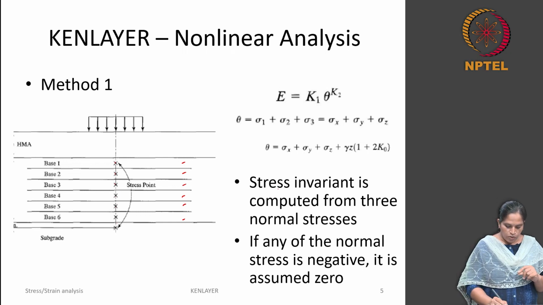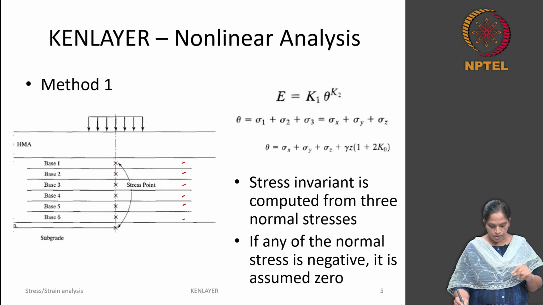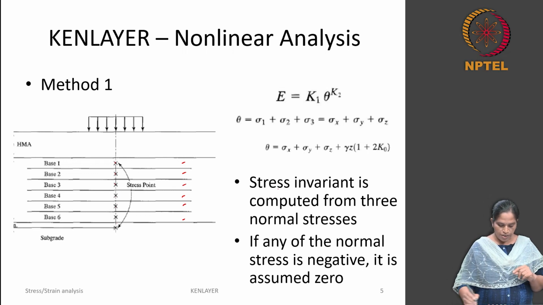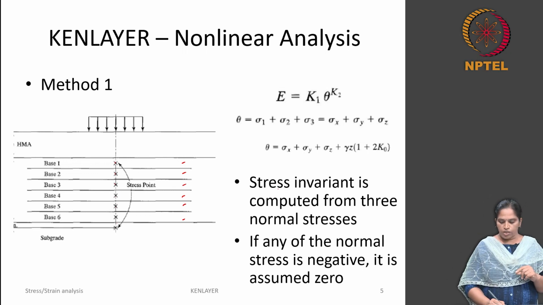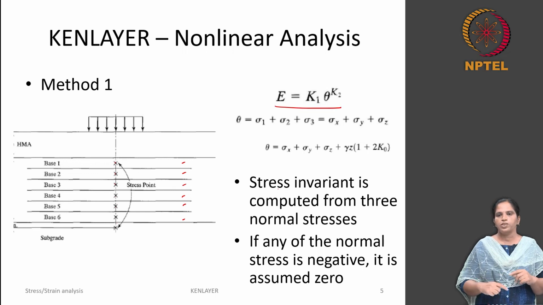Now, knowing the seed modulus value and the normal stress values, that is sigma 1, sigma 2, sigma 3, or you can call them sigma x, y and z, the normal stresses in the x, y and z directions, you get the normal stress values. From this, you can compute the modulus value, and you can iterate this process till the solution converges.